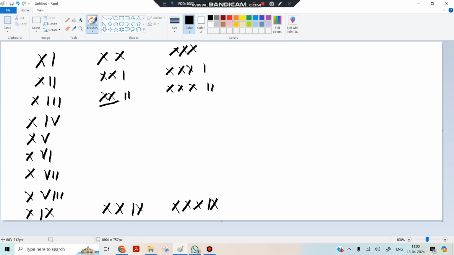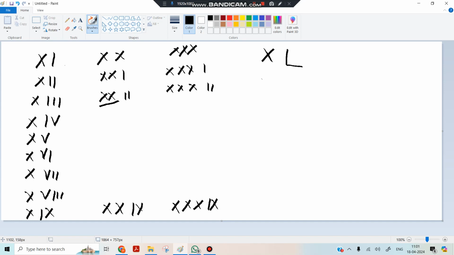Now how shall we write 40? Shall we write XXXX? No. Why we cannot write XXXX? Because remember the rule was there that I and X are repeated max 3 times. So how can we write 40? Remember we have 50. So we can write 50 using L. And how much is 40 less than 50? It is 10 less, no? So we can write an X. So XL means 40.